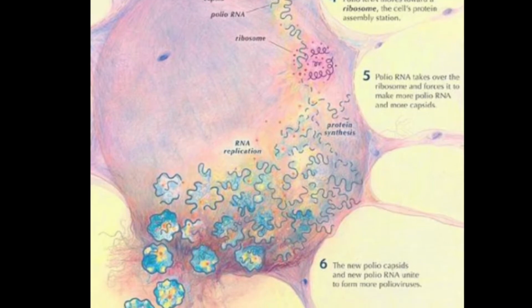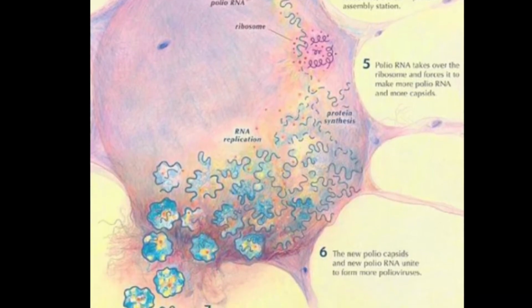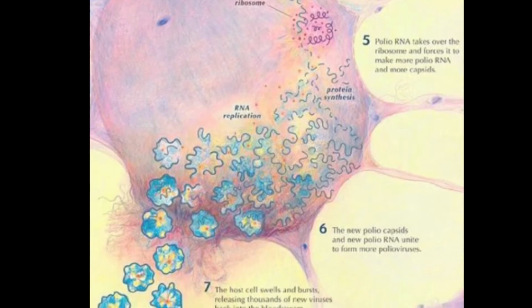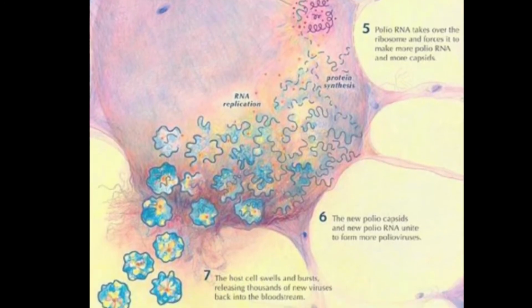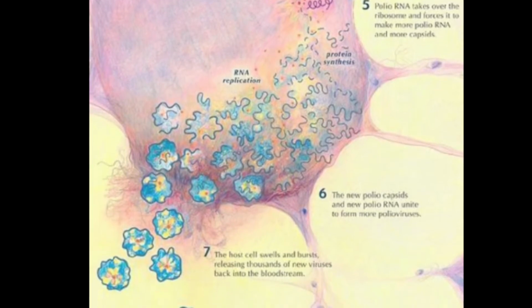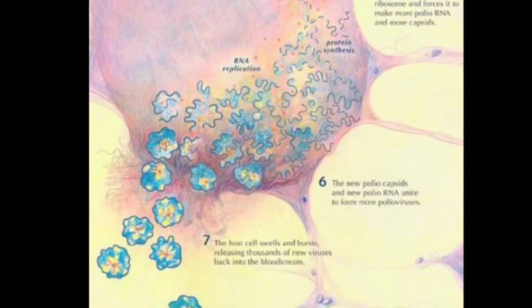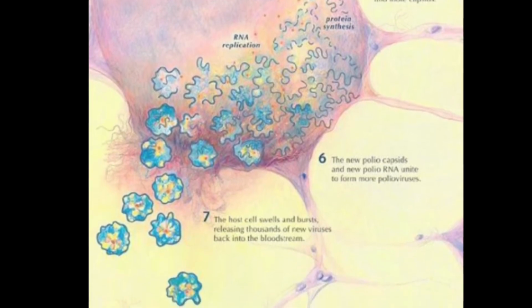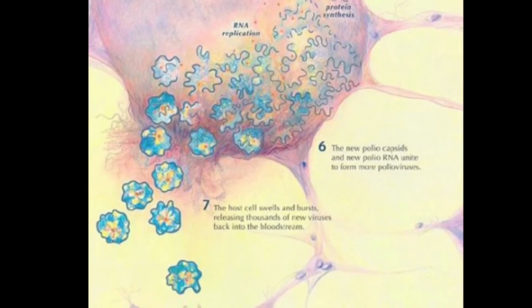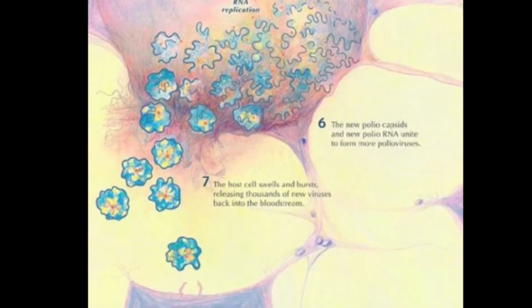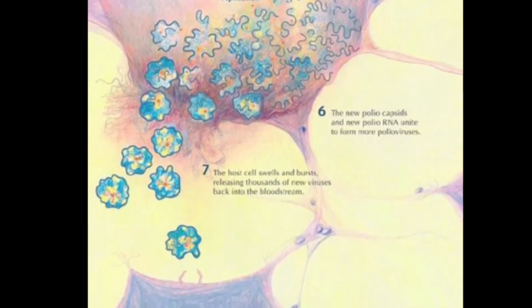4. Polio RNA moves towards a ribosome, the cell's protein assembly station. 5. Polio RNA takes over the ribosome and forces it to make more polio RNA and more capsids. 6. The new polio capsids and new polio RNA unite to form more polioviruses. 7. The host cell swells and bursts, releasing thousands of new viruses back into the bloodstream.